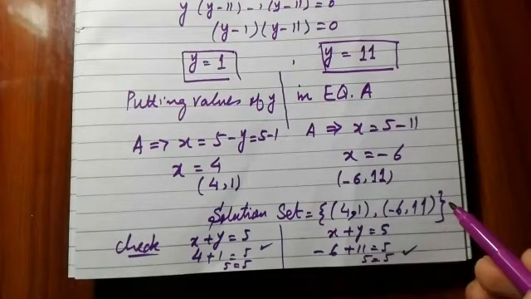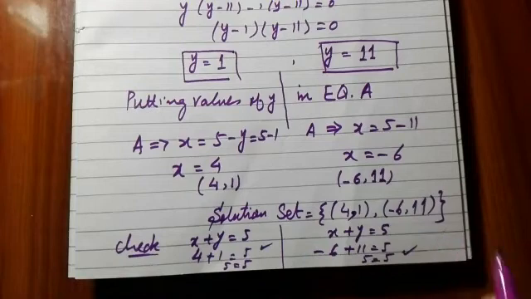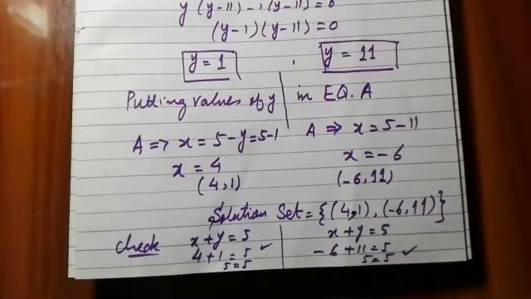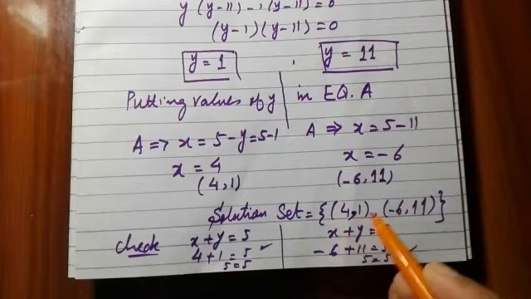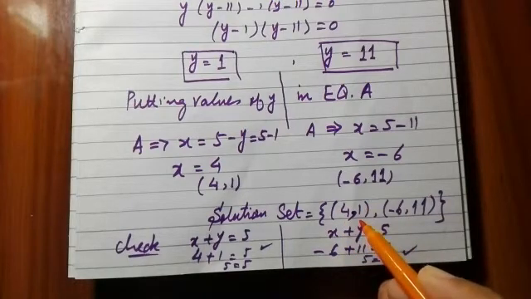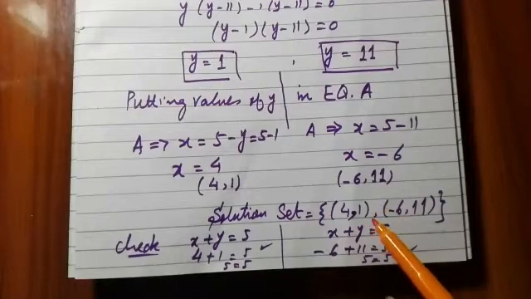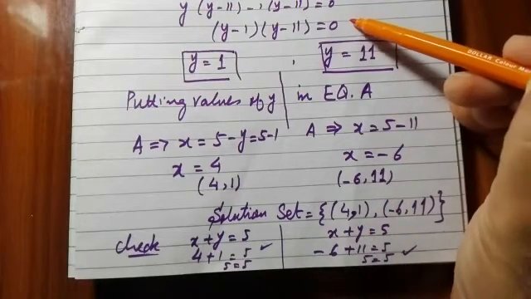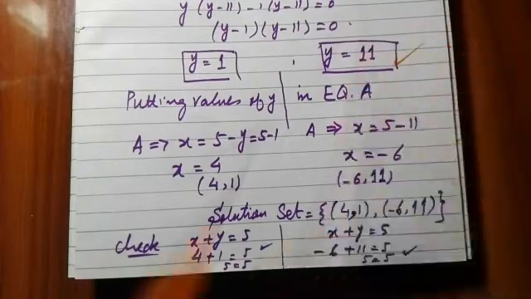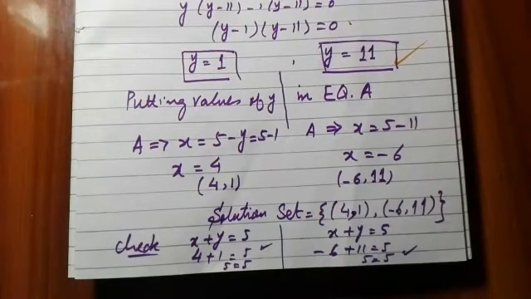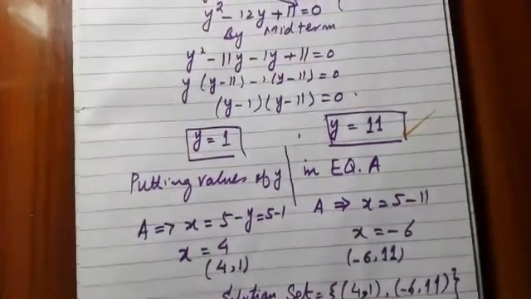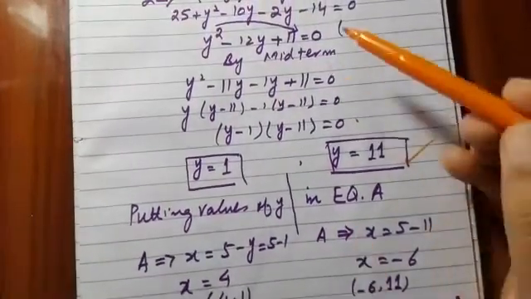This is how you have to write it. Keep one more thing in mind: while writing the solution of two equations, where you are required to find two values, one of x and the other of y, you always have to place brackets and write pairs. In the above example we calculated two values, y equals 1 and y equals 11, and suppose we were only asked to simplify or solve this equation.